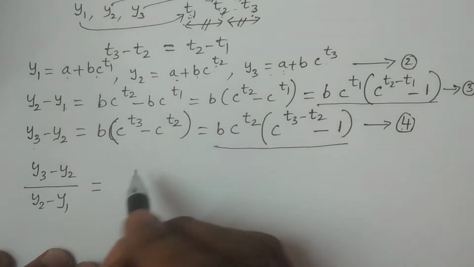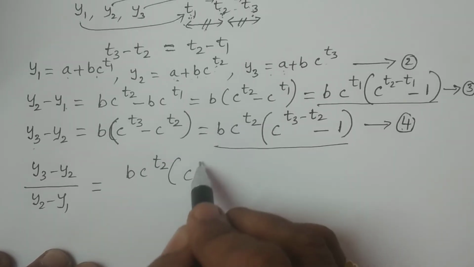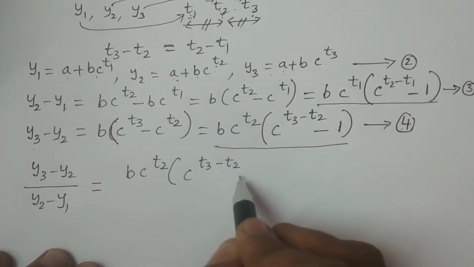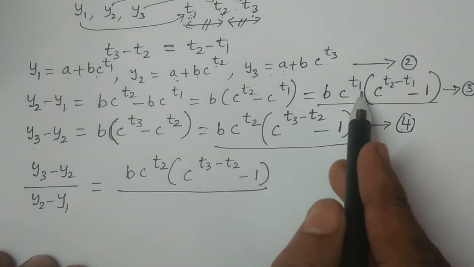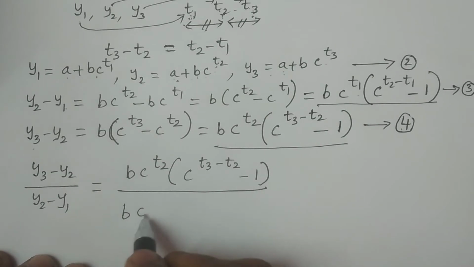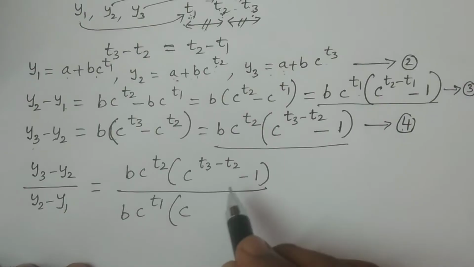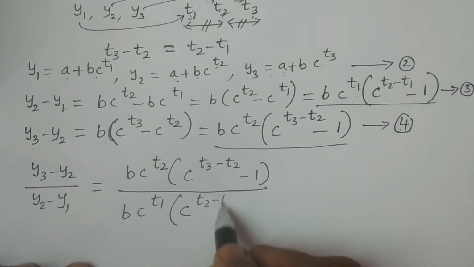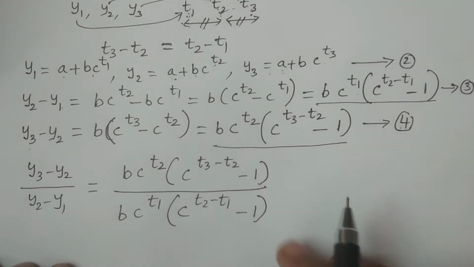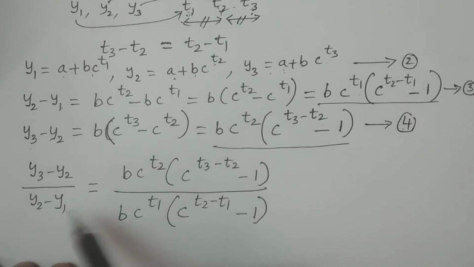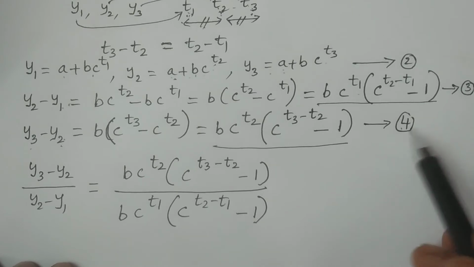y3 minus y2 is b into c power t2 multiplied by c power t3 minus t2 minus 1 divided by y2 minus y1. It is b into c power t1 multiplied by c power t2 minus t1 minus 1. Do you understand this? What I did? y3 minus y2 by y2 minus y1. Simply these two values I have divided. So equation 3 and 4, 4 by 3.